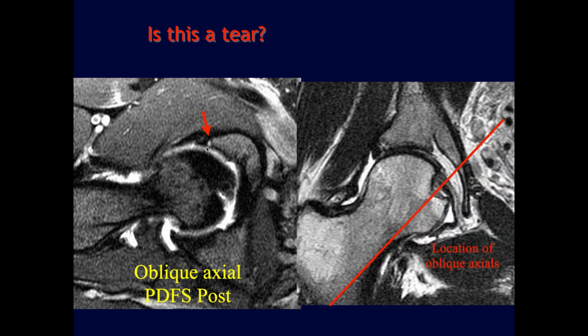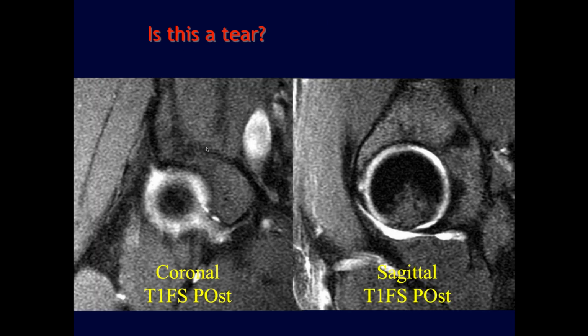I'd look for paralabral cysts, other slices, to see if it goes all the way through. Oblique axial, so looking at the superior labrum up there, I didn't see anything. I don't see a paralabral cyst, but on the sagittal, it looks like that defect looks a little more irregular, I would argue. I might suggest that it could be a tear.